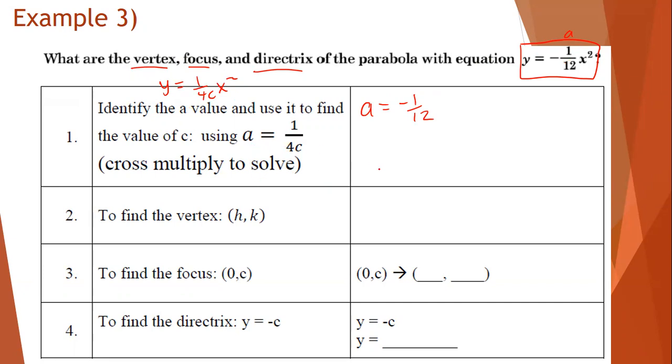And we're going to cross multiply to solve. So we have -1 over 12 equals 1 over 4c. So this is a proportion we've set up in a sense. So we're going to cross multiply. I have -1 times 4c is -4c. I have 1 times 12 equals 12. I divide by -4, and I get c equals -3. So I have my C value.